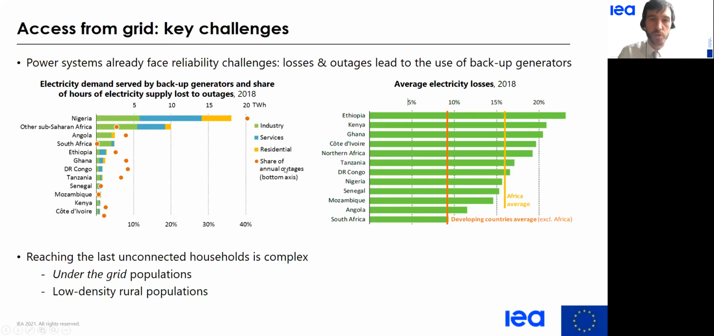Then another challenge for the grid is that you have some unconnected population today which are not easy to reach. There are some people living under the grid, so in a region where the grid is present, but those populations are not connected, maybe due to affordability or other technical challenges. And you also have, of course, low density rural population where it's complex or not economical to extend the grid. And this is where mini grids and standalone systems can make a difference.